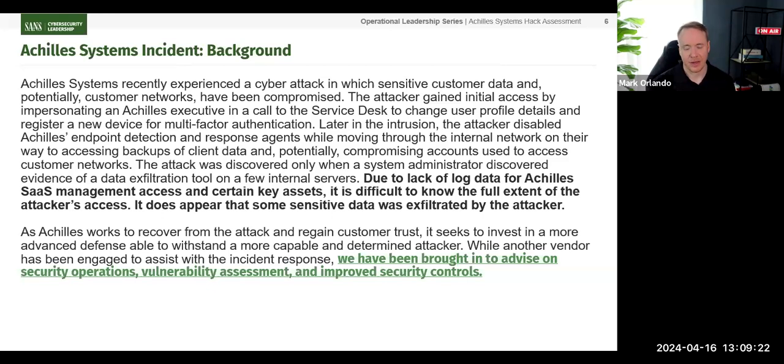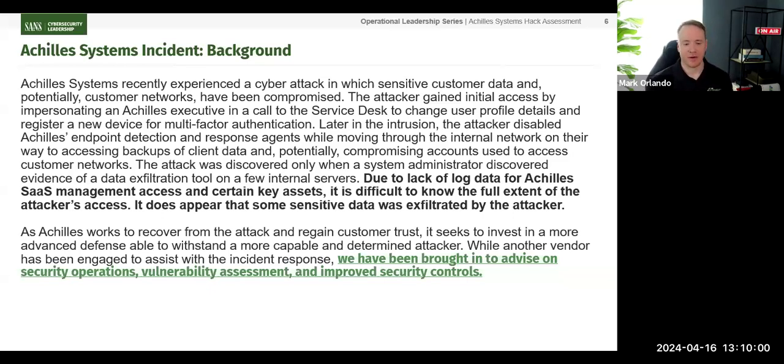which is a pretty common step by ransomware groups and other adversaries prior to deploying a more destructive attack like encrypting data. Now, unfortunately, due to a lack of log data for certain key data sources like backend systems for the Achilles SaaS platform and a few other key assets, it's kind of difficult to know the full extent of the attacker's access, but it does seem like some sensitive customer data was exfiltrated by the attacker. So not great. Now, as Achilles works to recover from the incident, try to claw back some of that customer trust, they've engaged another third-party vendor to come in and assist with their incident response.